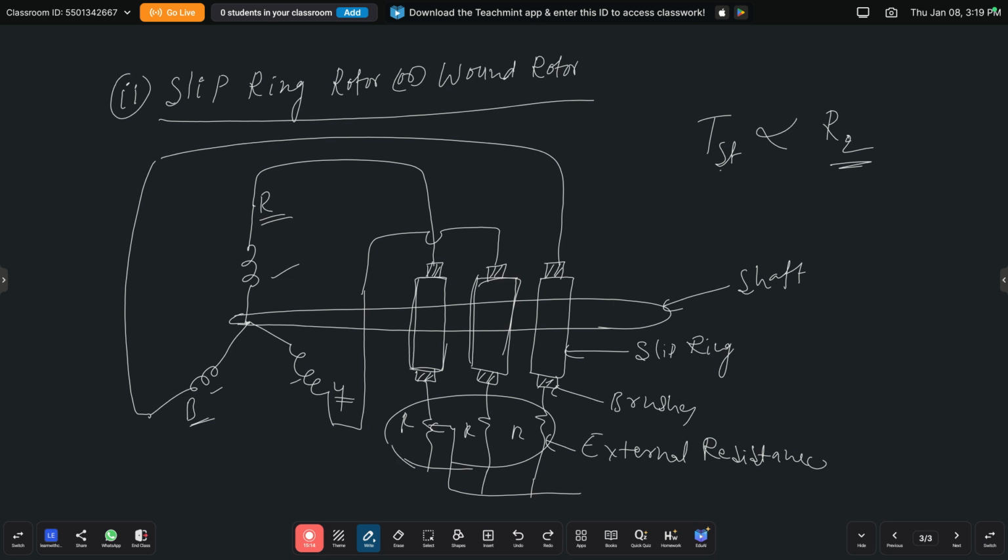So by adding some external resistance to the rotor conductors, the total resistance will increase. Whenever the rotor resistance increases, the starting torque also increases. Where high starting torque is required, at that time we have to prefer the slip ring induction motors.